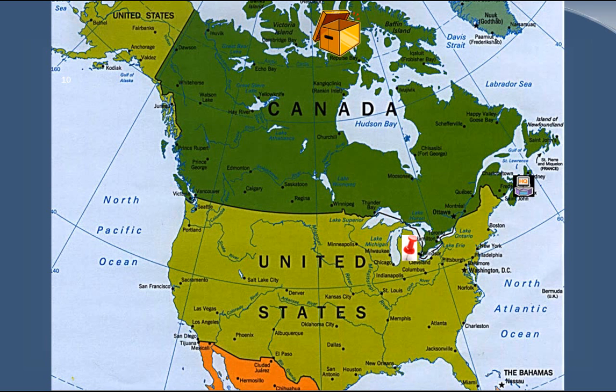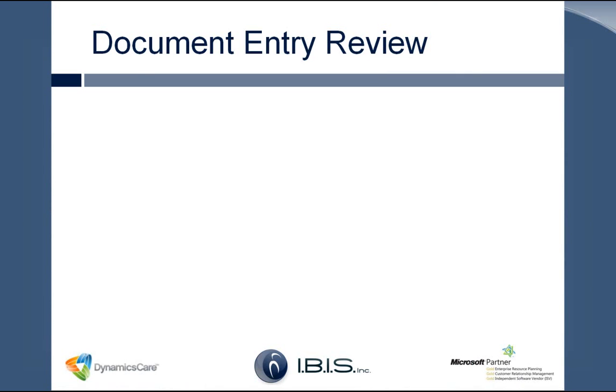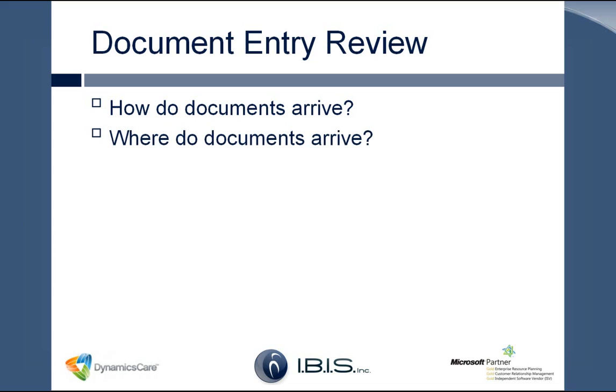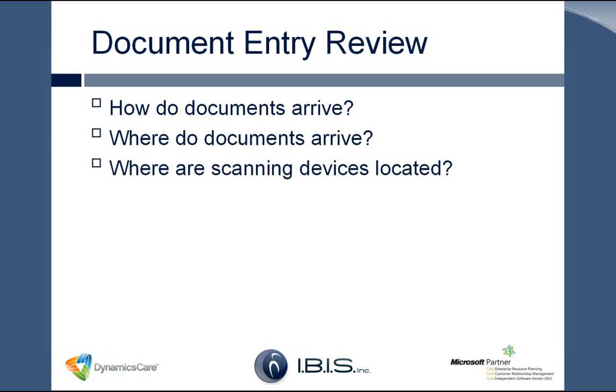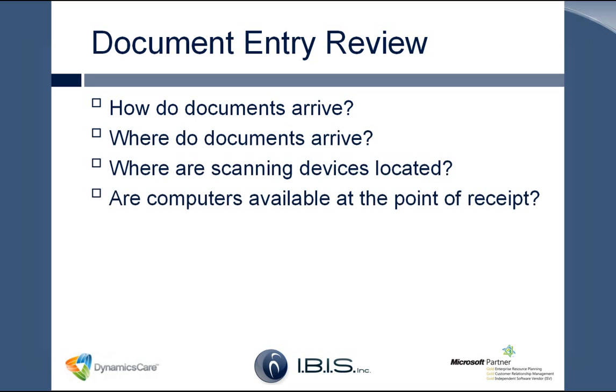In looking at your document entry questions, there are really four questions. The four questions are: how do documents arrive? Where do documents arrive? Where are the scanning devices located? Can you get the information that's arriving in the disparate locations to headquarters via a device that's located there? And are computers available at the point of receipt? Those are the four questions that you want to ask as they surround document entry.